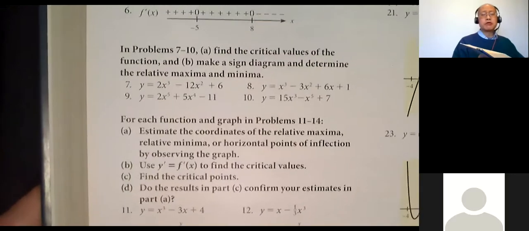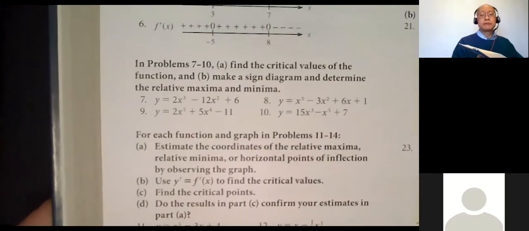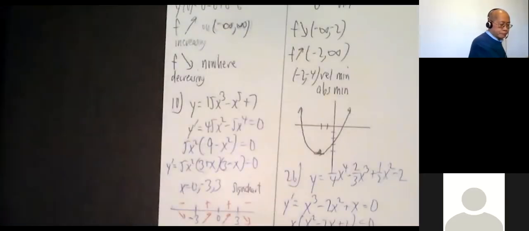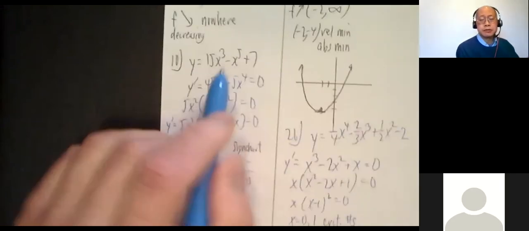So what's maxima? Plural of maximum. What's minima? Plural of minimum. Okay, so those are the plural forms. All right, so this one's got some stuff.